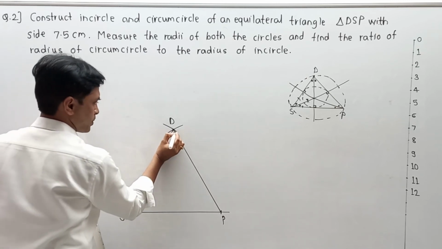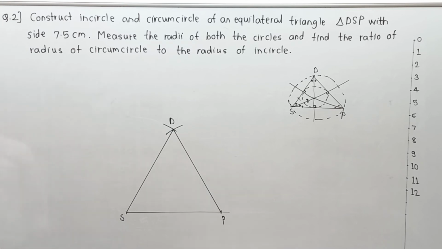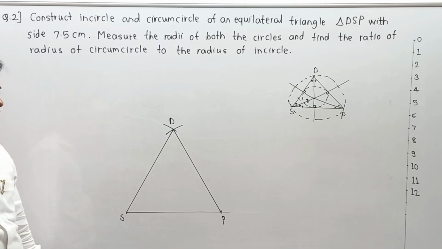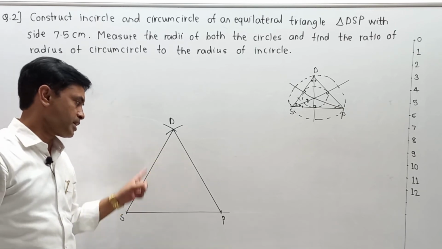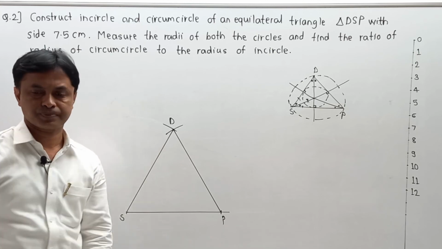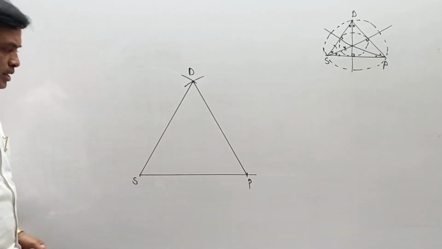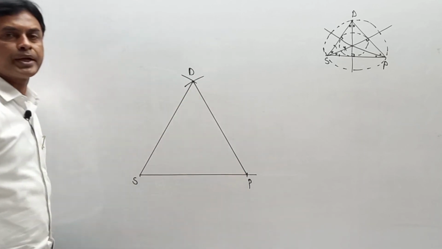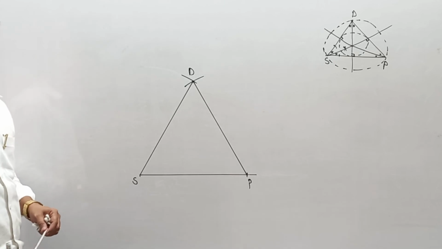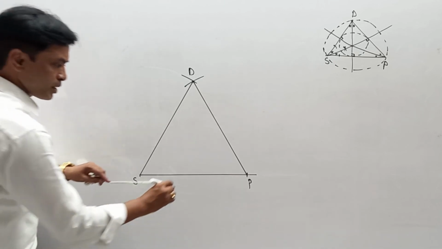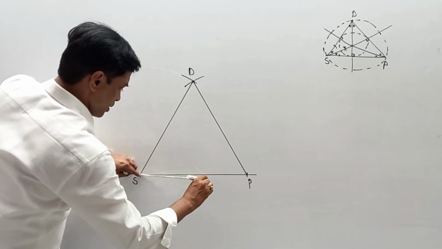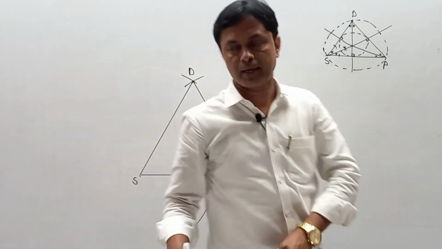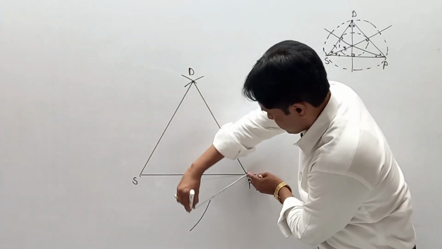Now this equilateral triangle DSP is ready with us. Now our target is to draw first the incircle as well as the circumcircle. Now for the first part, either for angle D you can draw the angle bisector, or for SP you can draw the perpendicular bisector. Both ways, the line remains the same. So for SP, here I am going to draw the perpendicular bisector. One arc is over here and the second arc is over here.